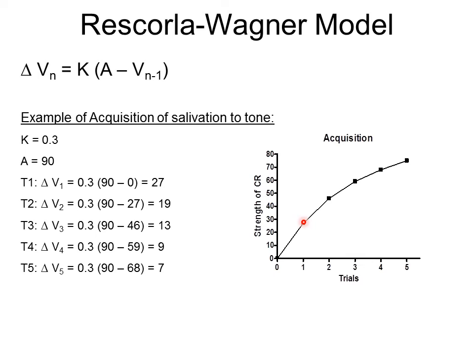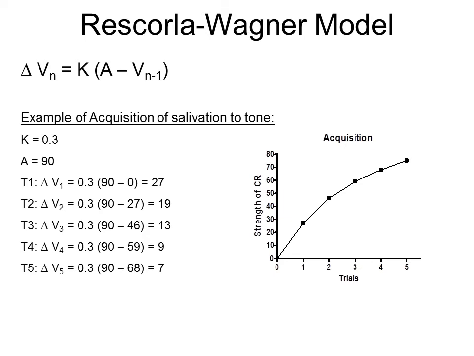On trial 2, we had a change in learning of 19, but the acquisition curve plots the accumulation of learning throughout all of the trials. So 27 plus 19 is 46. So by trial 2, we've accumulated 46 associative units. By trial 3, we've added an additional 13, and so now we're up to 59. By trial 4, we've added 9 more, so now we're up to 68. And with the 5th trial, we add 7 more, and so we are now up to 75 associative units.